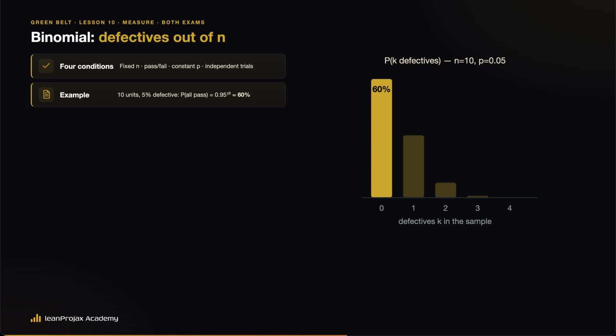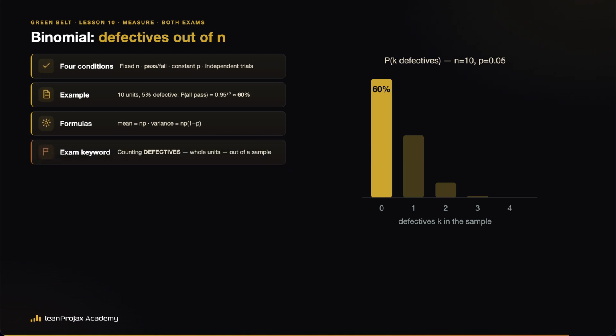So even a good line fails an all-or-nothing audit 40% of the time. That's why sampling plans exist. Mean n times p, variance np times 1 minus p. Keyword on the exam: counting defectives, whole units, good or bad, out of a sample.